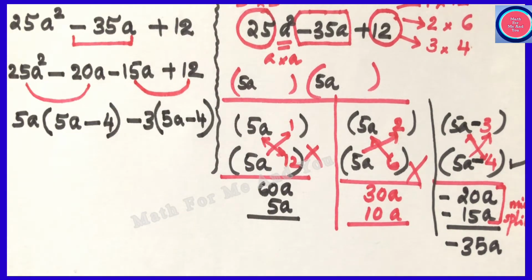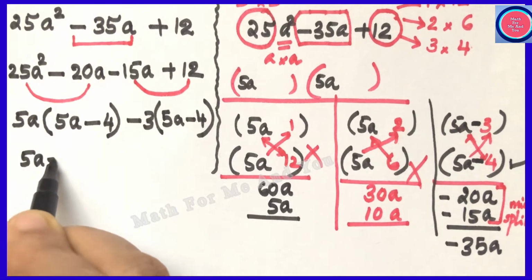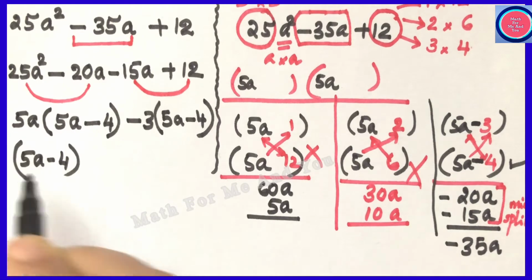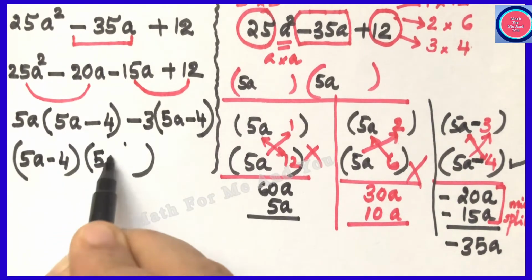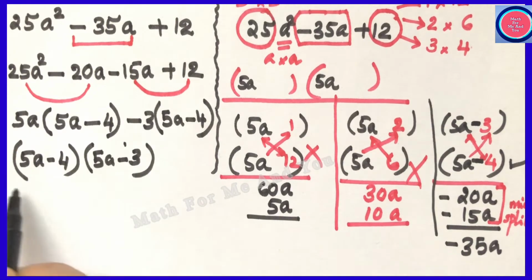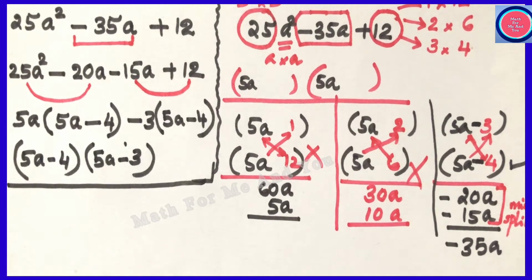Now 5a minus 4 is a common factor. Let's write that first. 5a minus 4 times the remaining are 5a and minus 3. So we can collect them and write as 5a minus 3. See, the factors are ready now. What are the factors? 5a minus 4 and 5a minus 3.